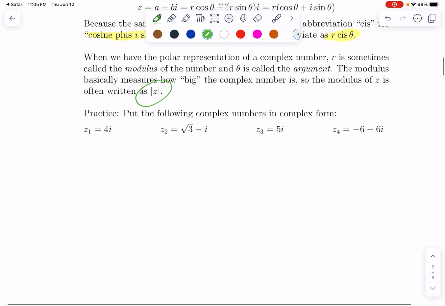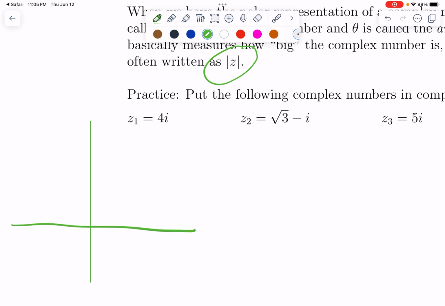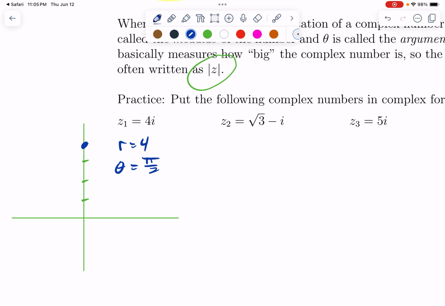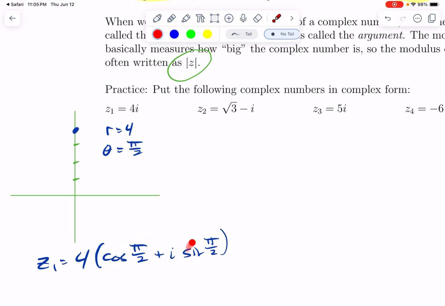So let's just do a couple of examples. Here's z1. z1 is 4i. So that's here. It's 4 units away from the origin. The angle is pi over 2. So we could write this as z1 equals r times cosine of theta plus i times sine of theta. And you can check, cosine of pi over 2 is 0, sine of pi over 2 is 1. So this is going to work out to be 4i.